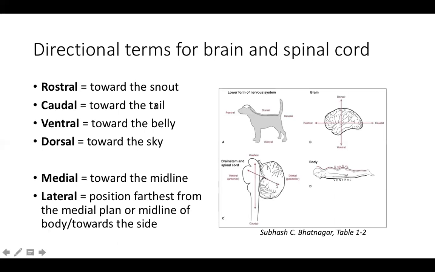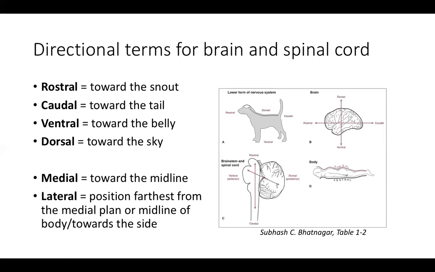Caudal would be toward the tail. If you take a dog, this would be towards the tail. And since we do not have a tail, the caudal from our human brain would be towards the back of our head. Ventral would be towards the belly when you're looking at this image here. So ventral is down here. And again, if you orient the brain similar to how it would be placed in this image, ventral would then be towards the bottom of our brain, which is basically in other forms where our neck is.